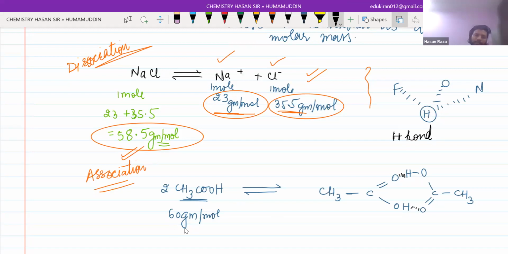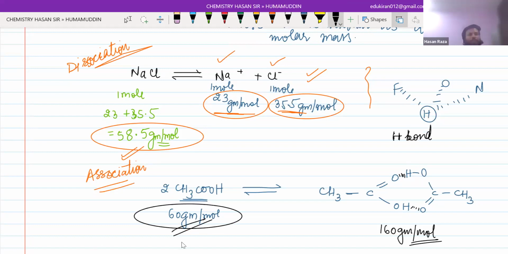Now, as you can see, 60 gram per mole. Now it associates to form a single mole, which has a molar mass of 160 gram per mole. Now, what happened? You just dipped 60 gram per mole, but when you take out, you will be getting 160 gram per mole.